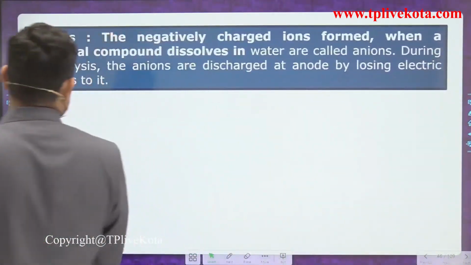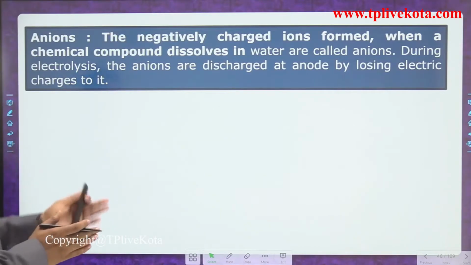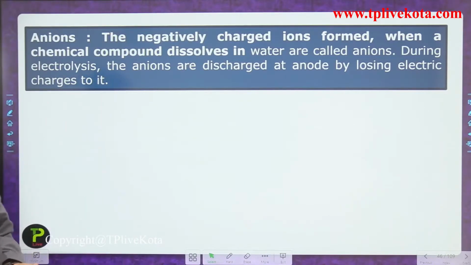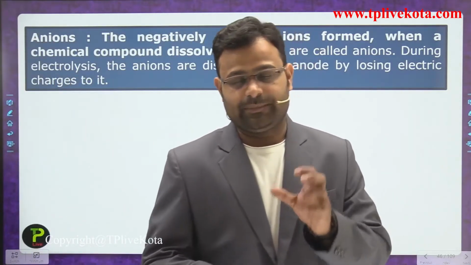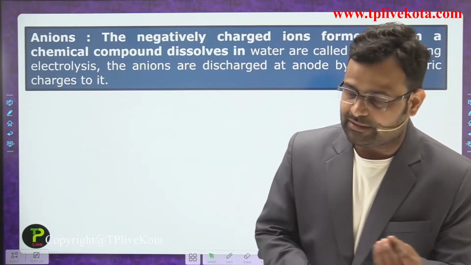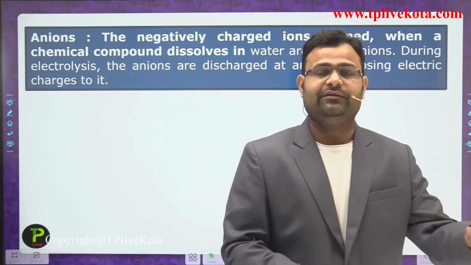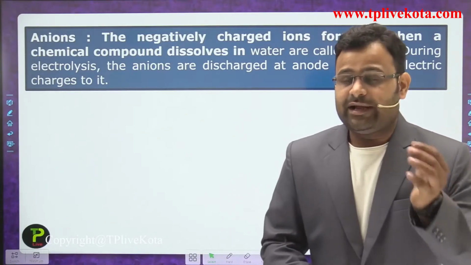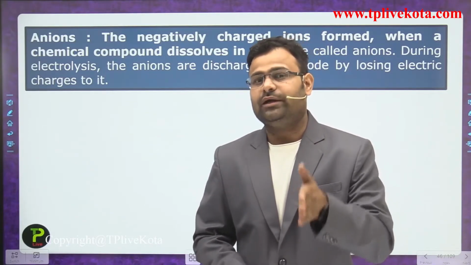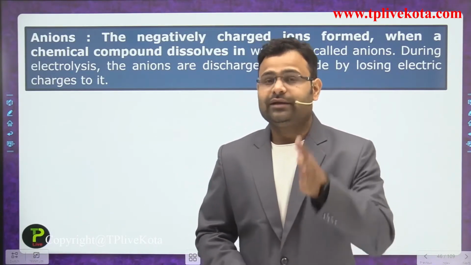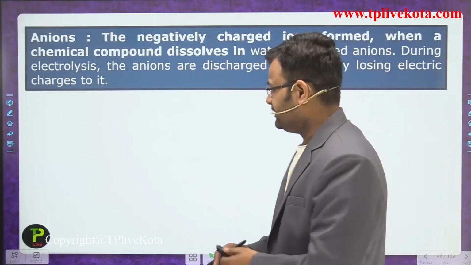Next one is anions, which are negatively charged ions. When a chemical compound is dissolved into water, some ions become positive and some become negative. The positive ions are called cations and the negative ions are called anions. The positive terminal is connected to the anode and the negative terminal is connected to the cathode. Okay, that is the difference.